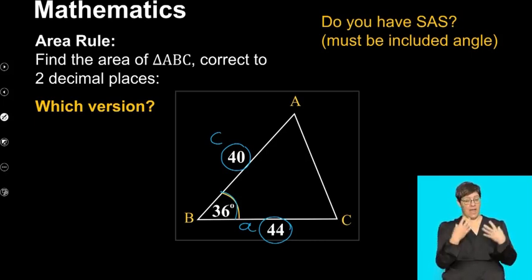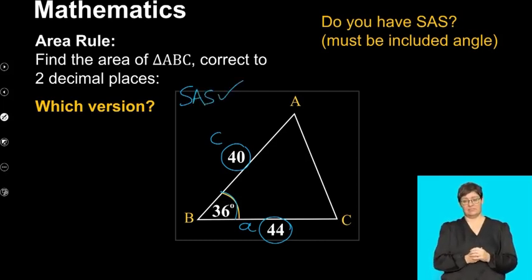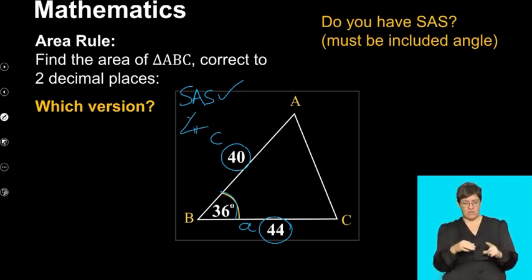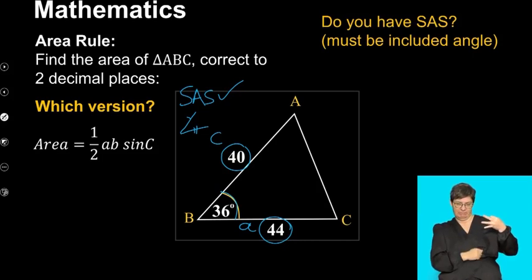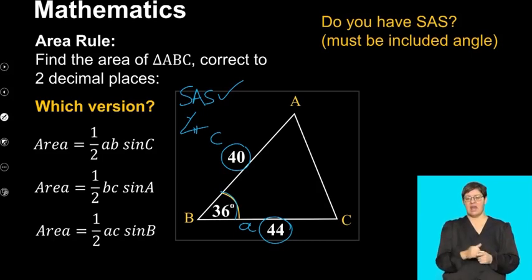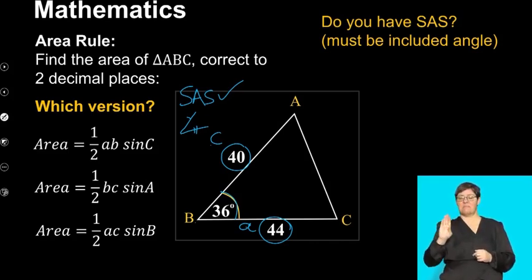Now, do we have our side, angle, side? Yes, we do. We've got our V pattern like that. We've got those two, so we can apply the area rule. Which version of the area rule are we going to use? Remember our three versions of the area rule for this triangle: half ab sine C, half bc sine A, and half ac sine B. So obviously, we're going to use the one with a, c, and B. So the version of the area rule we're going to use now is that version.